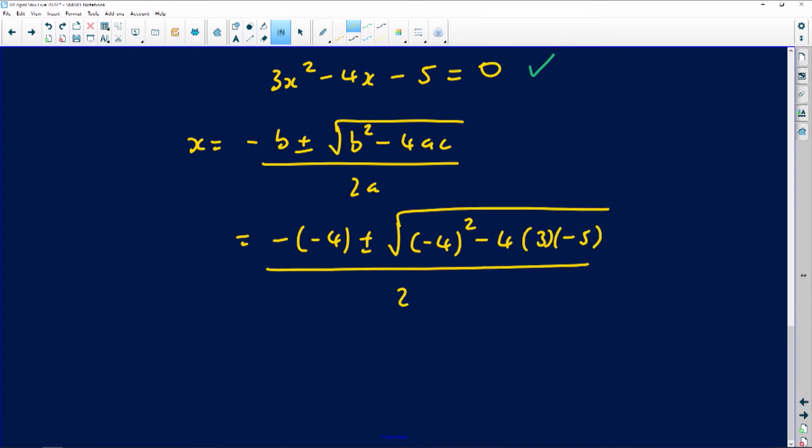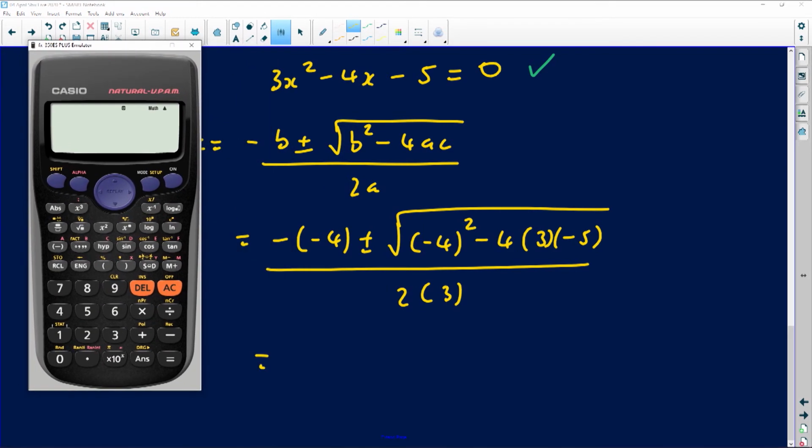All these need to be divided by 2a, where my a is equal to 3. Then you go to your calculator. Remember, your calculator is an instrument, not a monument, so you people must use it. So there's a negative, open bracket. My b is a minus 4. Please be careful with the signs.